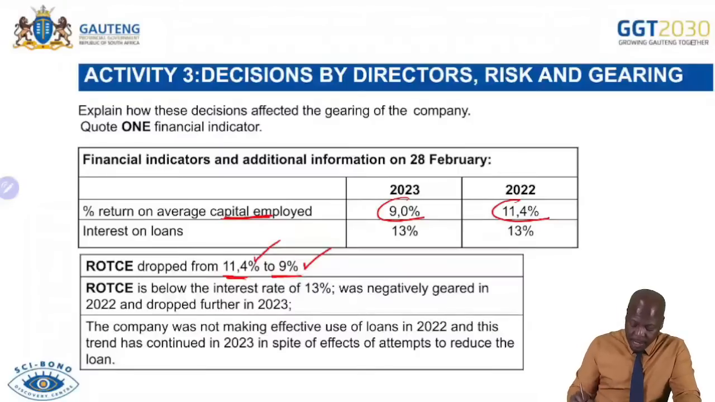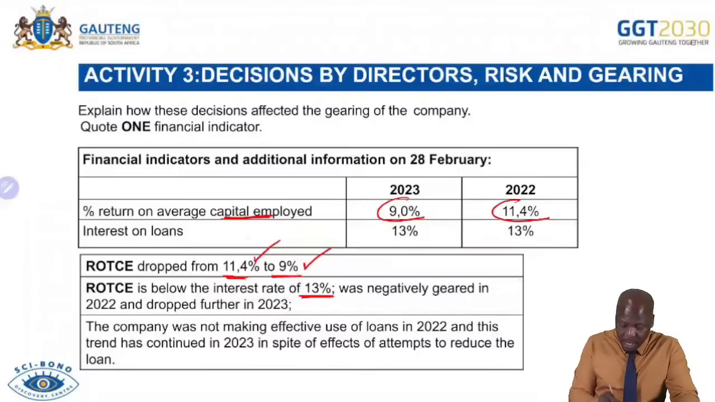And you will see that the ROTE is below the interest rate of 13%. The interest rate here on loans is 13%. And your ROTE is below. That simply means the company is negatively geared. Okay, let me explain this part of the negatively geared.